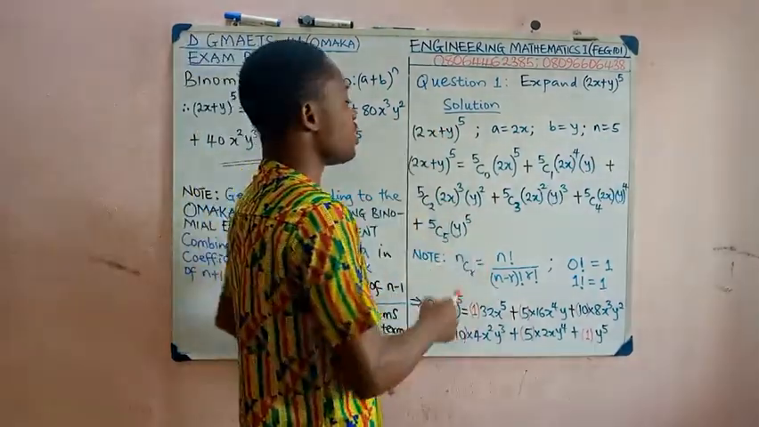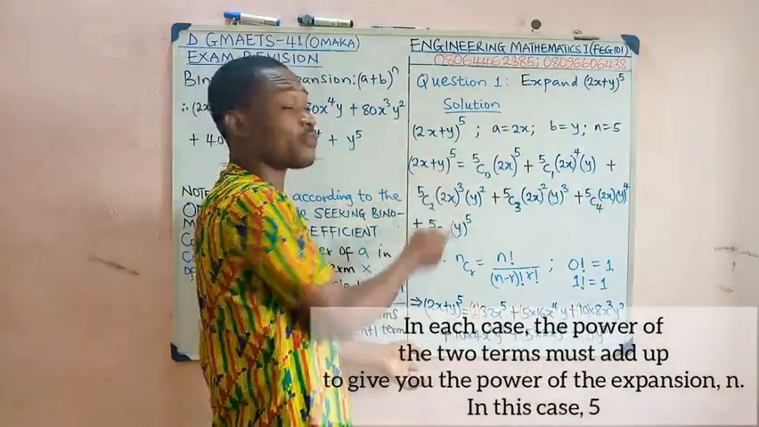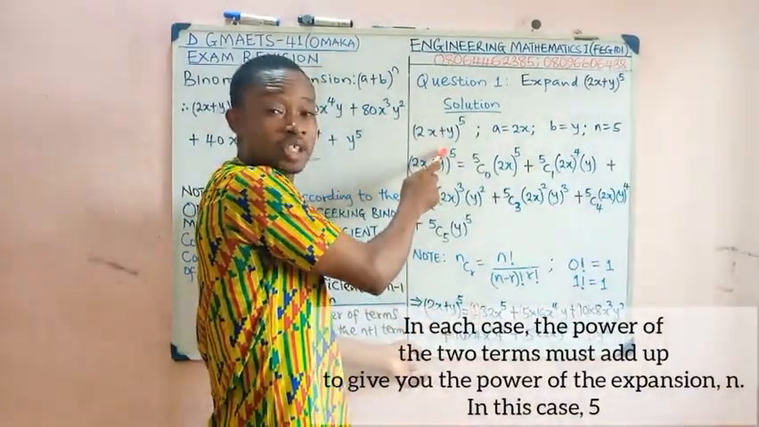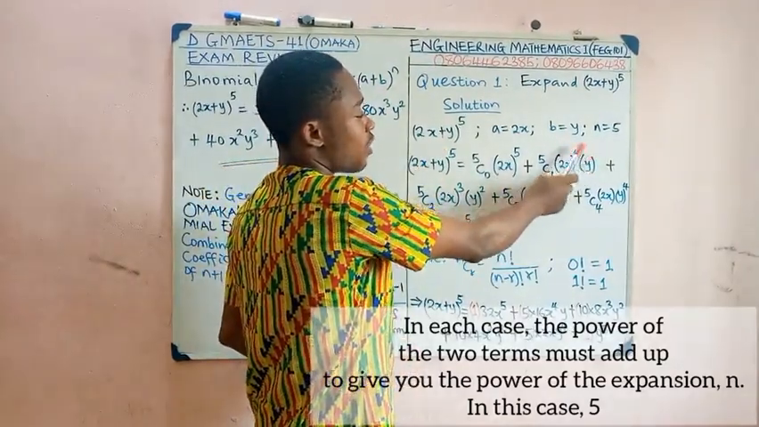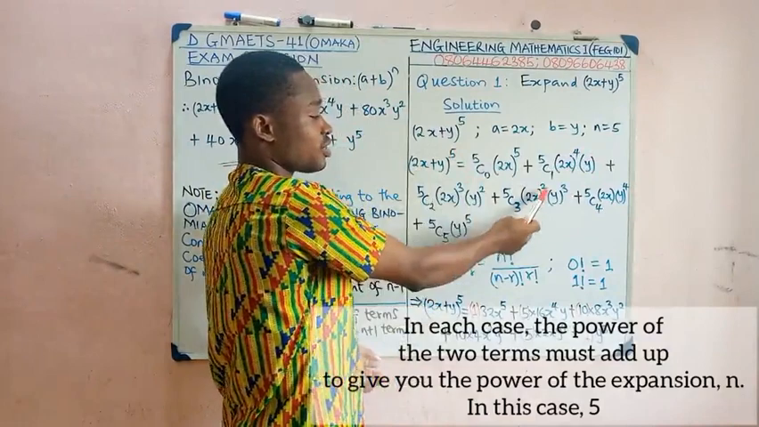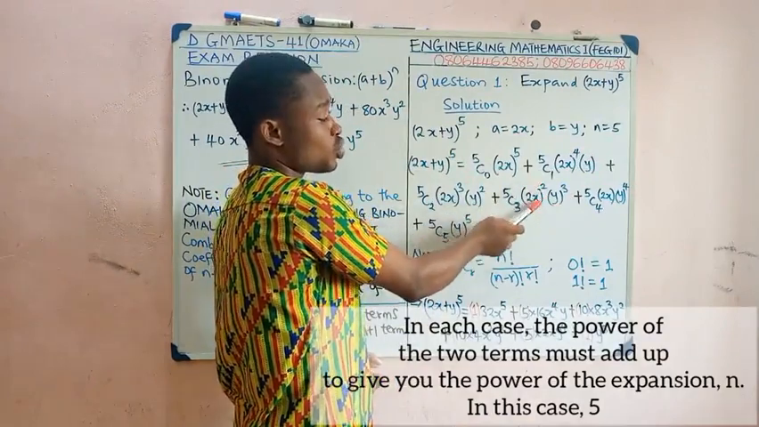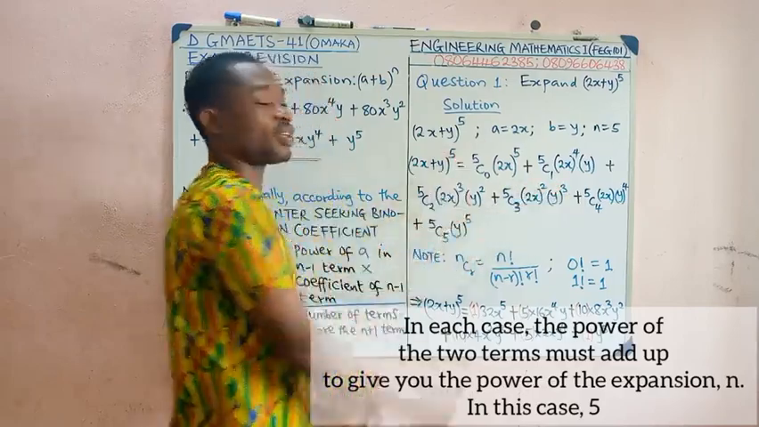You want to take note of this, please. At every point in time, if you add the power of a and b, which in this case is the power of 2x and the power of y, in each of the expansion, it is going to give you the highest power of the expansion, n. For example, look at this point. 2x is power 4, y is power 1. 4 plus 1 will give us 5. Look at this: the power of 2x is 2, the power of y is 3. 2 plus 3, you still get 5 there.